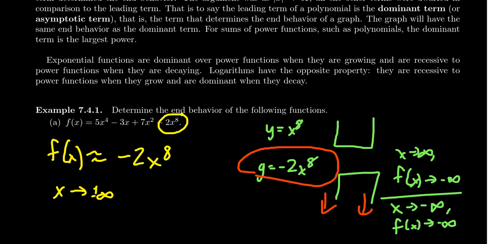So if you have some type of sum or difference, these combinations of power functions, it's easy to determine dominance. When exponentials and logarithms get into play, though, it becomes a little bit more subtle, and I want to pay attention to some of those examples right now. So when you have an exponential function, it turns out that exponential functions in general are more dominant over power functions when they're growing. When you have a growing exponential function, it's going to be more dominant than any power function whatsoever. But on the other hand, exponential functions are going to be recessive to power functions when they're decaying.